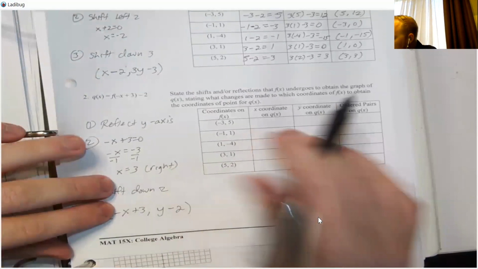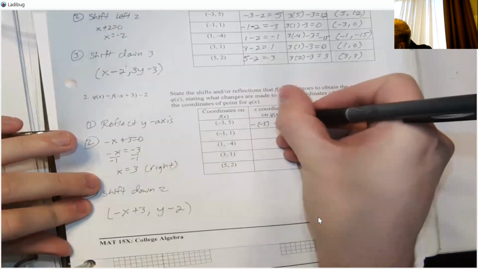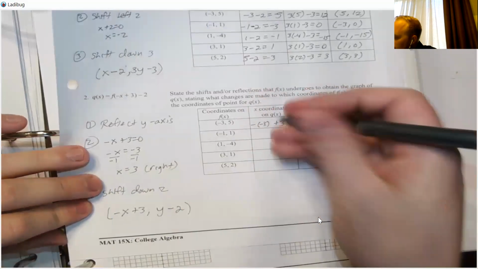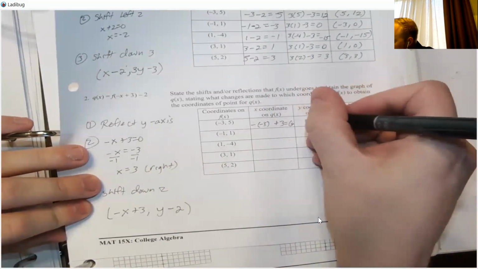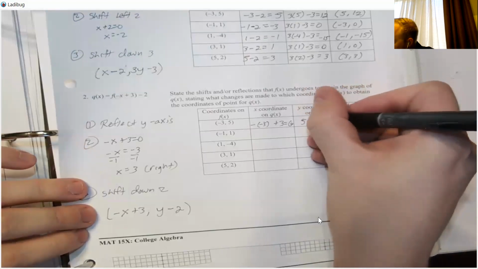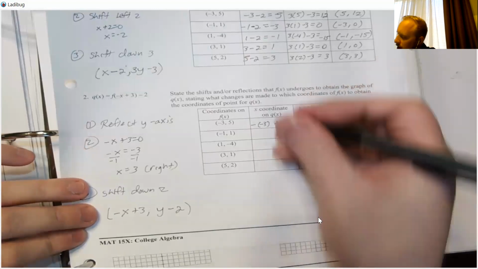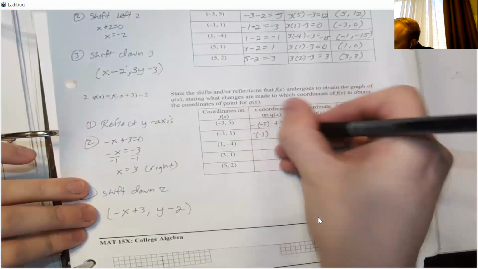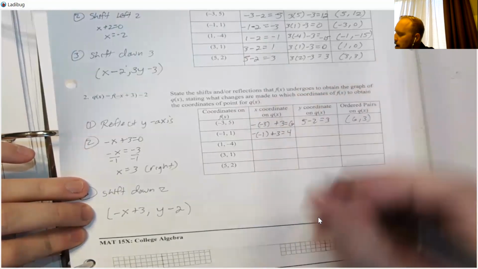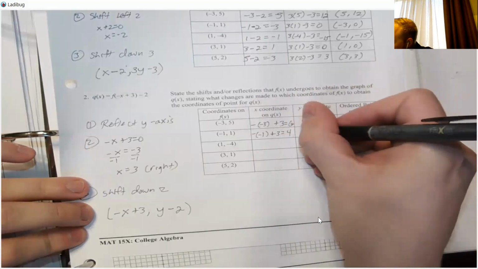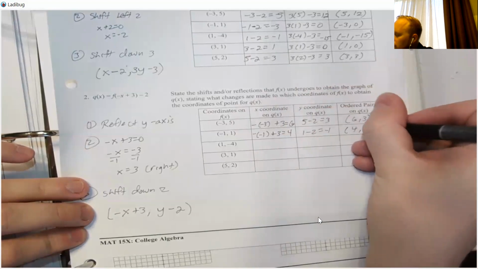Okay, so if I take my x value of -3, I have a negative times a negative, plus 3. That gives me 6. And then I have my y value of 5 minus 2, which gives me 3. So the point would be 6, 3. Then I have a negative times a negative 1, plus 3. Well, that's 1 plus 3 is 4. And my y value is 1 minus 2, which gives me -1. So we have the point 4, -1.